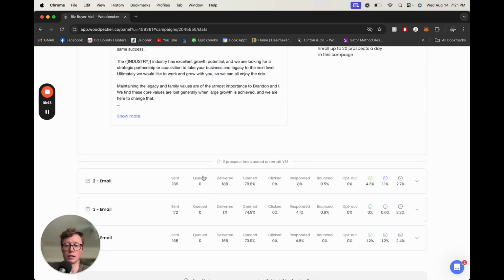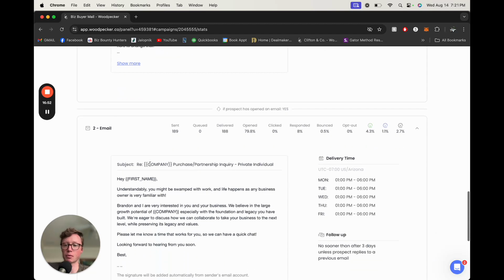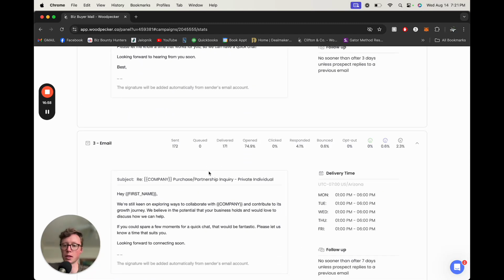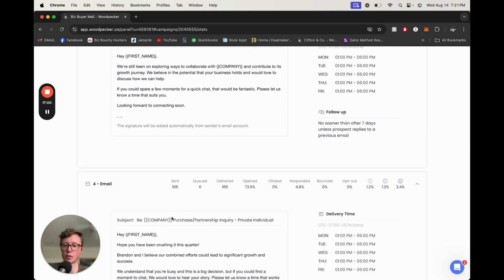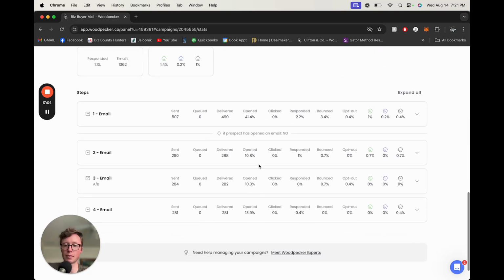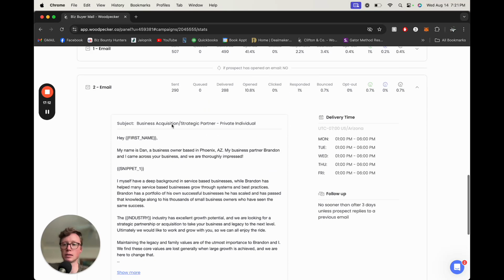Then this is, if they did open the email, once again, very strong open rates after the first one. Just replied to that same subject line in the first one. Replied. So we'll go to the no path. 10% open rate. This one being business acquisition, strategic partner, private individual. 10.8.